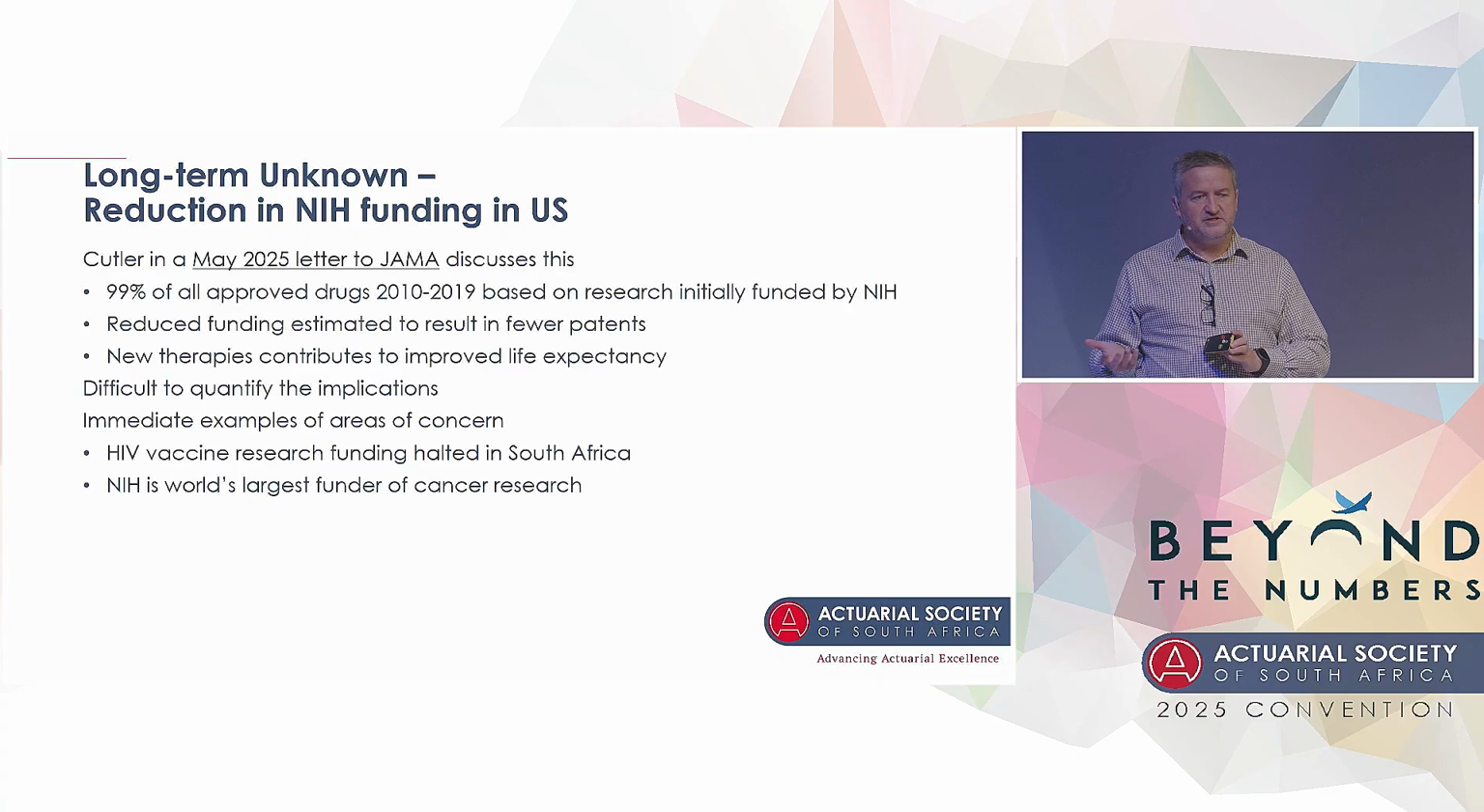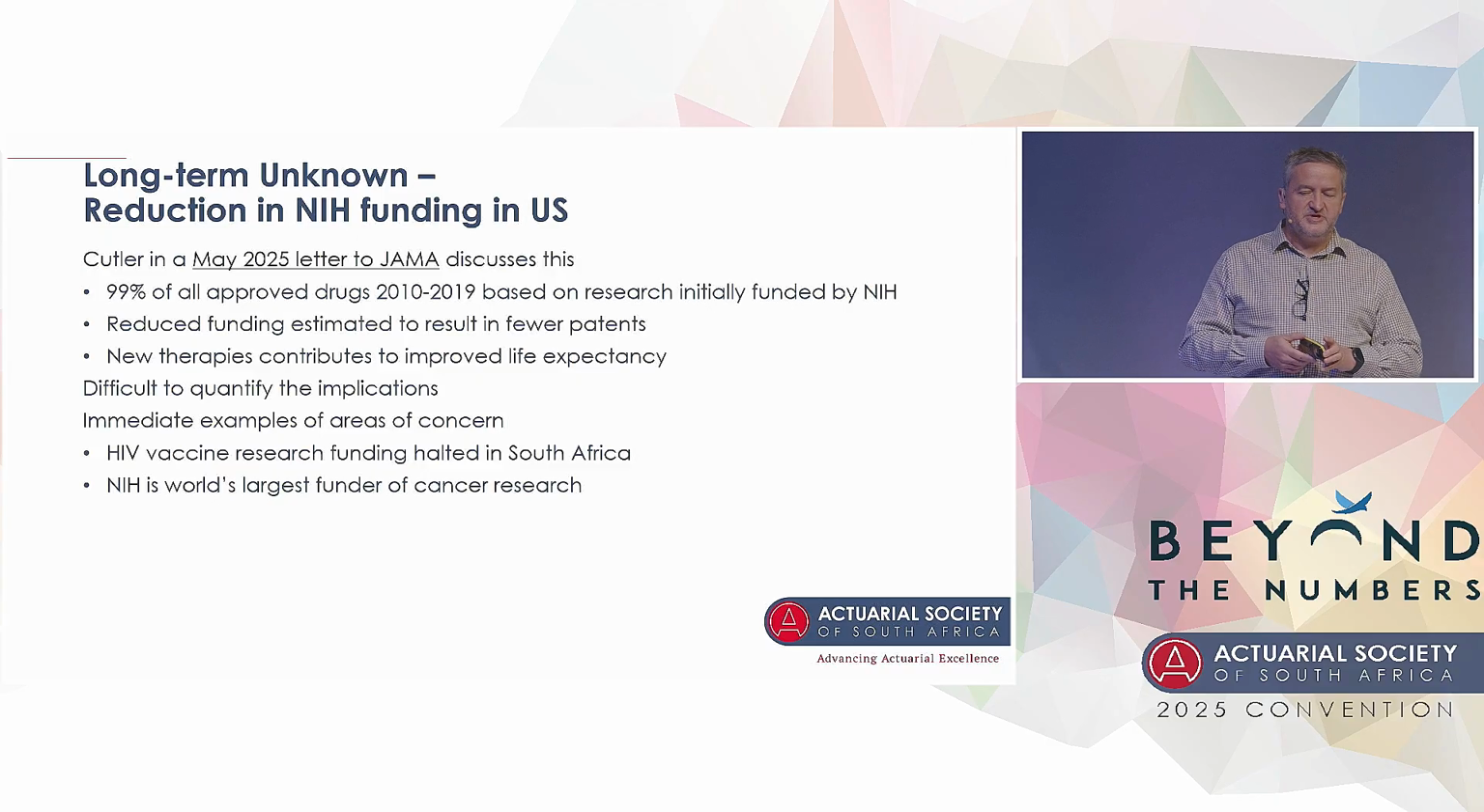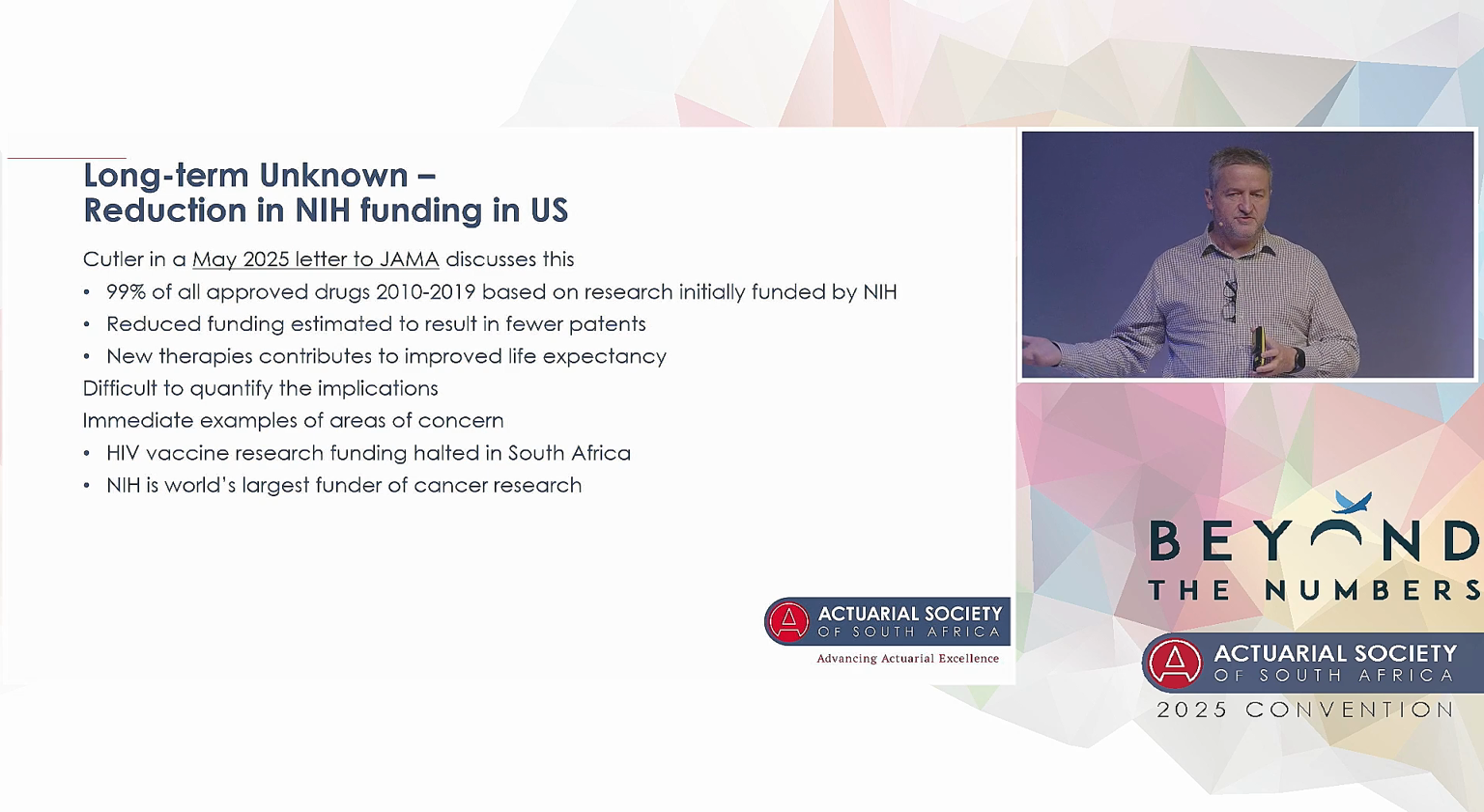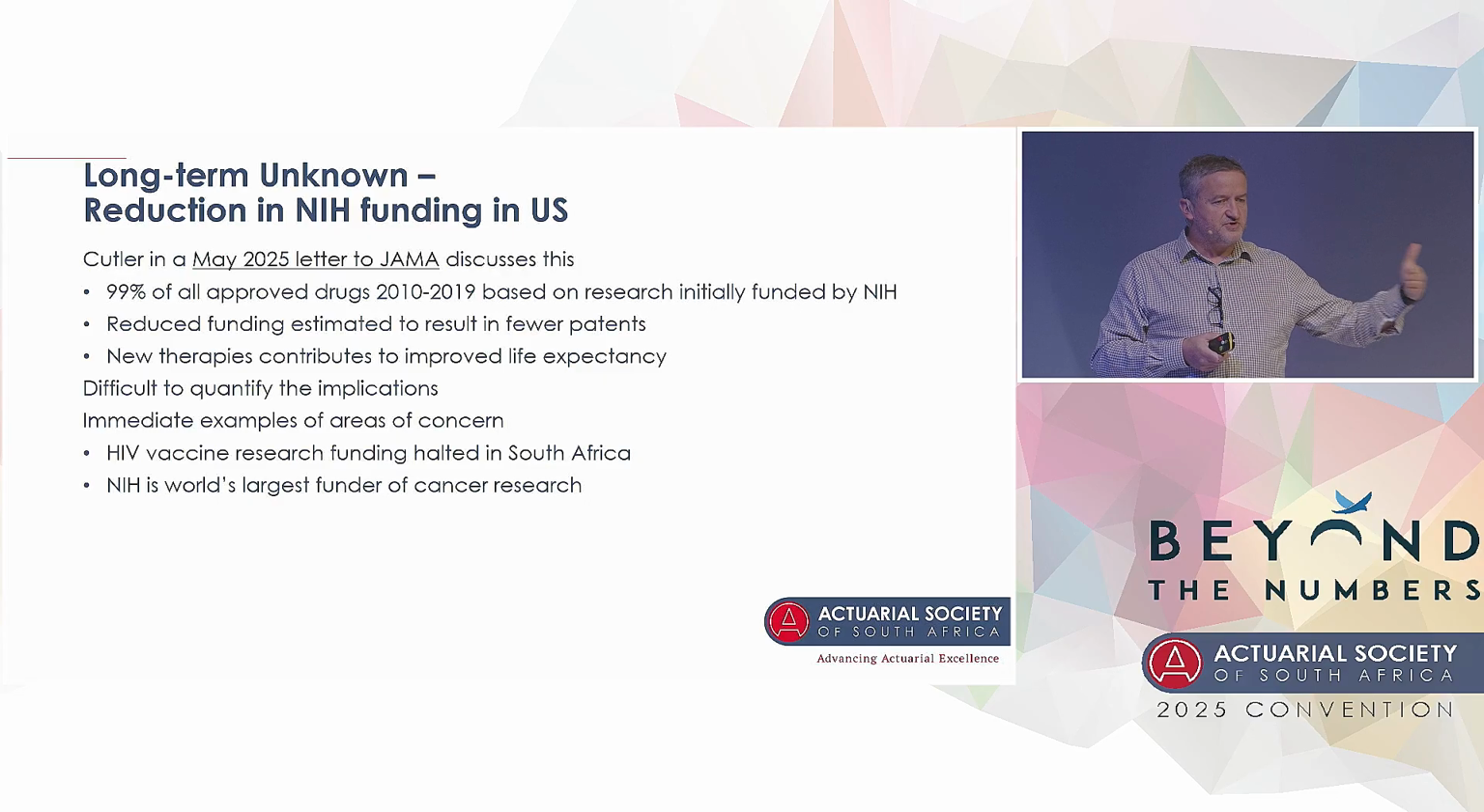So the approved drugs in the US, a lot of them come from NIH funding or have origins in NIH funding. He also says reduced funding is estimated to result in, he quoted a bunch of studies, so I'm just summarizing his letter, reduced funding means fewer patents, so fewer new things being invented, and new therapies contribute to improved life expectancy. So what I read in terms of what he's saying is, if we have this pipeline that starts with NIH that results in drugs 10, 15, I don't know how many years later, if that pipeline is now disrupted, we might see a change in our life expectancy down the track as fewer of these drugs come through.